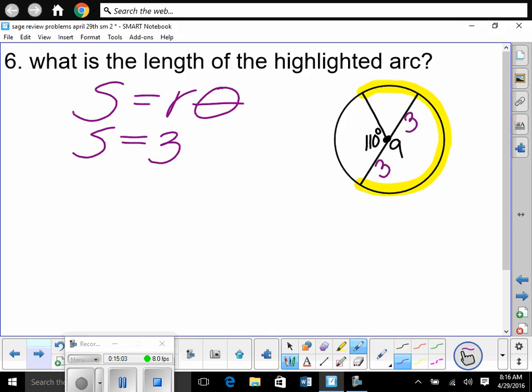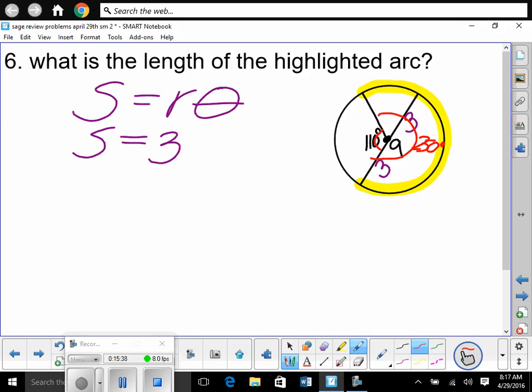Now we need to know theta of the highlighted arc. So aren't we going to have to do some calculating here? We know this piece is 110, from here to here. So let's figure out what that highlighted arc is. What would we do? Minus 110 from what? 360. You're right, a full circle is 360. So good, Tyler. 360 minus 110 degrees. What's this left over? What's this theta? 250, good.